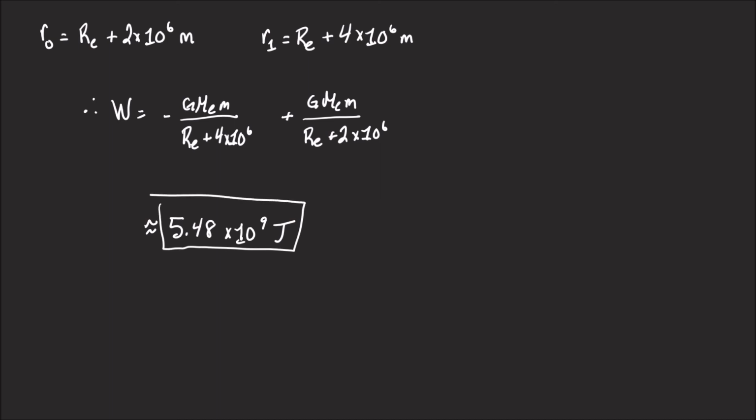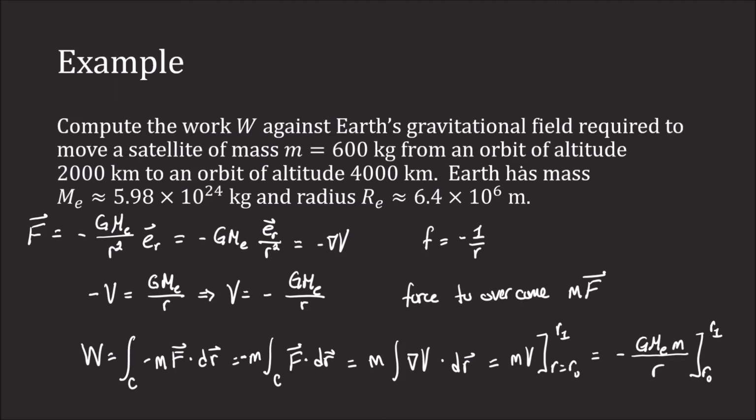So this is the work that would be required against Earth's gravity to move a 600 kilo satellite from an orbit of 2,000 kilometers to an orbit of 4,000.